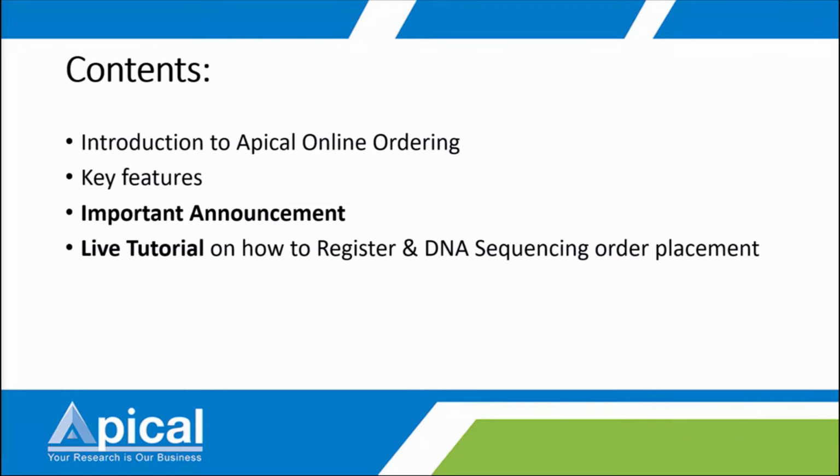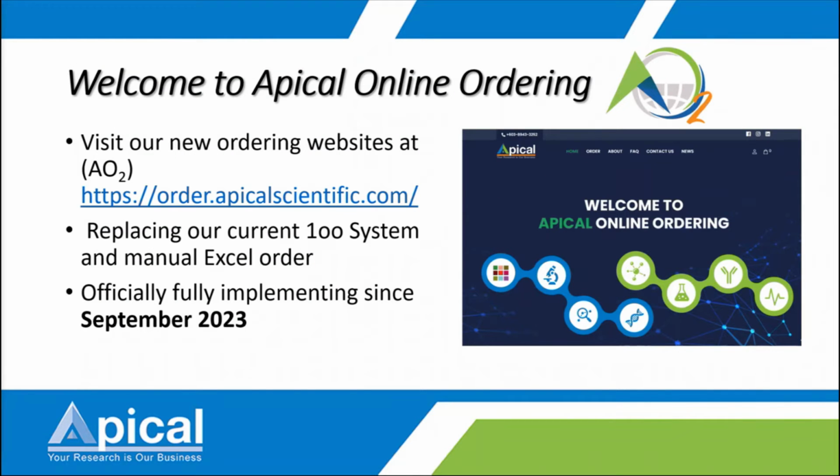All right, so we move on to our AO2. Welcome to our Apical Online Ordering. This is our interface, if you ever log in or visit this AO2, which is at the URL http://order.apicalscientific.com. This AO2 is actually replacing our current 100 system, our old online system, and also the manual Excel order form. We have officially fully implemented this system since its launch in September 2023.